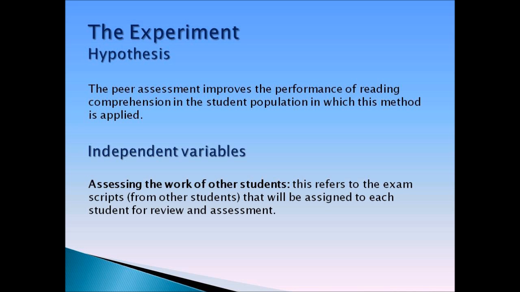Now, the independent variable is assessing the work of other students. This refers to the exam scripts from other students that will be assigned to each student for review and assessment. During the course of the experiment, all participants received almost the same amount of examination scripts for review. With the application of this variable, we intend to stimulate the cognitive skills involved in the process of peer assessment and test if there is a correlation with the processes involved in reading comprehension.